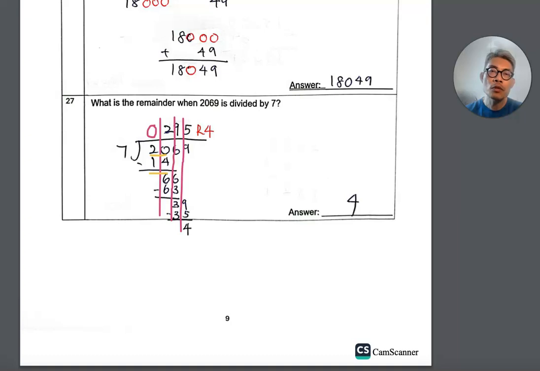2 times 7 is 14. 20 minus 14 is 6. Then I bring 6 down, 66. 7 times 9 is 63. 39 here. 7 times 5 is 35. 4 here. Remainder is 4. Now, if you find this question difficult, it means your 7 times table is really bad. Please, you got to go and memorize the 7 times table.